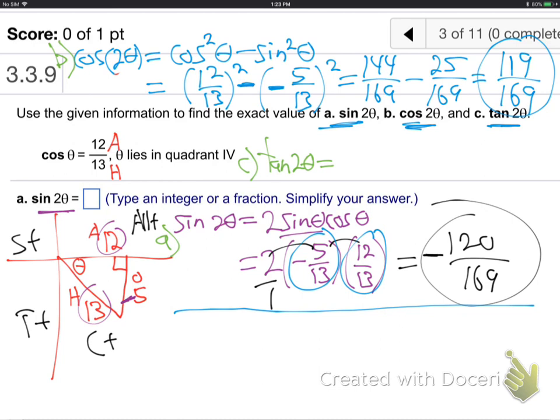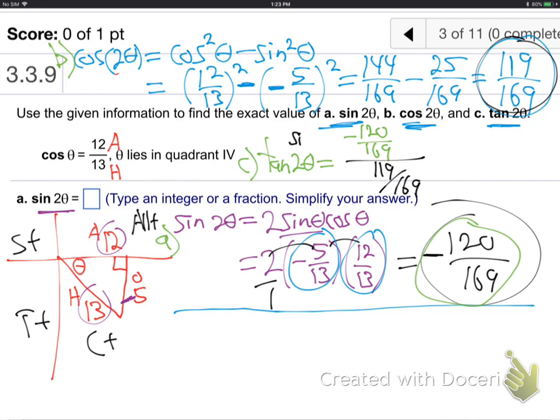Now, if you click on the Show Me an Example button, they have a special formula for tangent 2 theta. But I would rather not have new formulas if I can avoid it, and I can avoid it. Just put sine over cosine. We've already learned that. Tangent is just sine over cosine. So tangent of 2 theta, double angle, is going to be sine of 2 theta over cosine 2 theta. We've already figured those out, so just pop them in. Tangent is going to be whatever answer we just got from sine, minus 120 over 169, over the answer we got from cosine, 119 over 169.